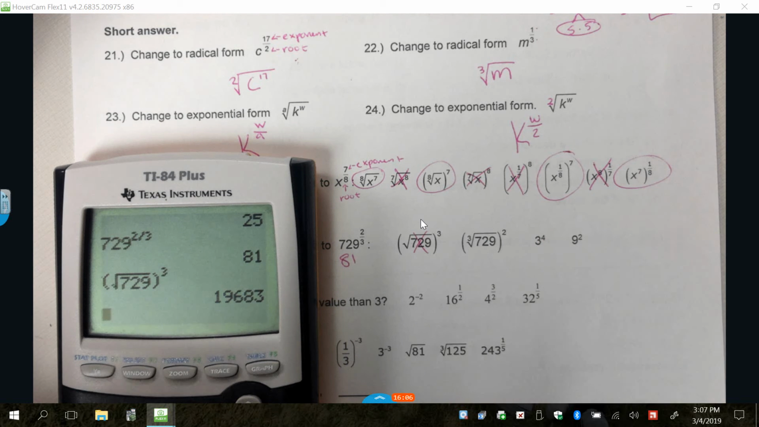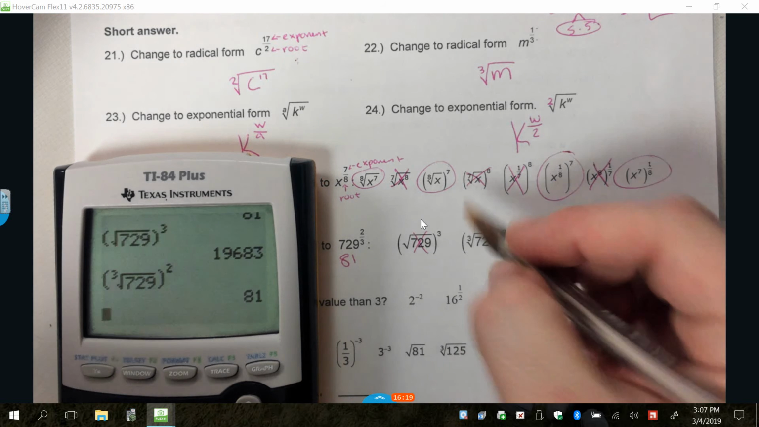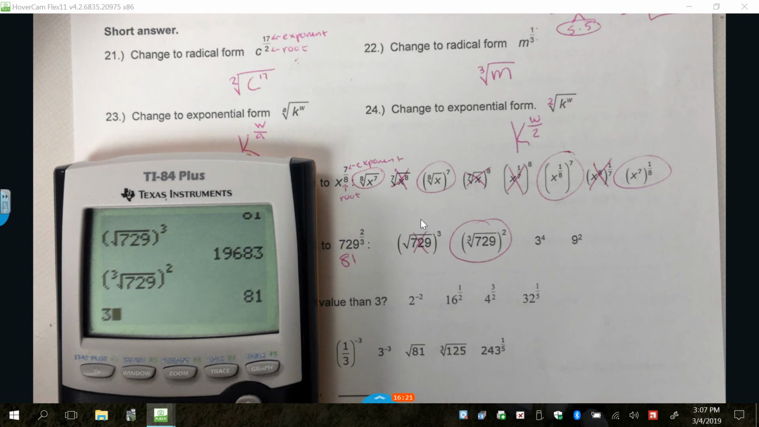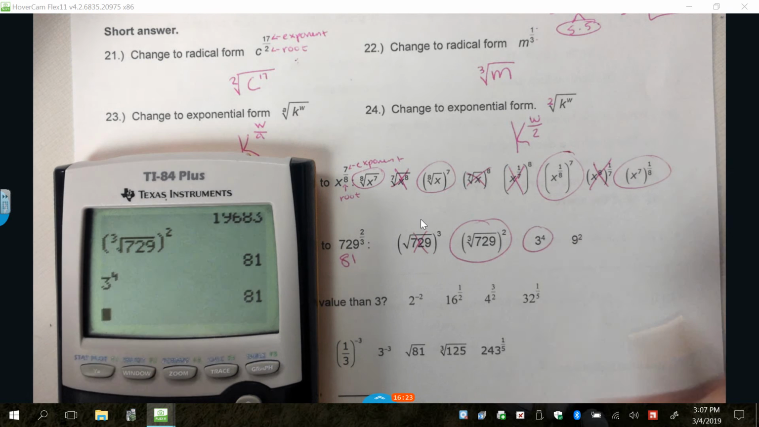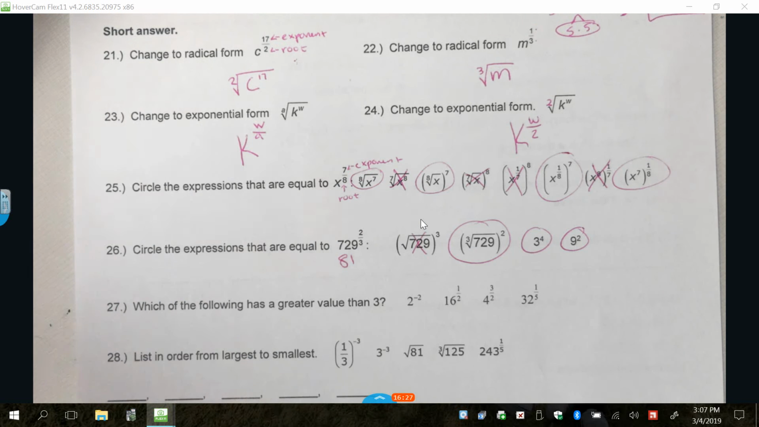Okay, here. So math 4, 729. Oop, I forgot to put it in parentheses. To the 2nd power is 81, so that is 3 to the 4th is 81. 9 to the 2nd power is 81, therefore all three of those are equal.